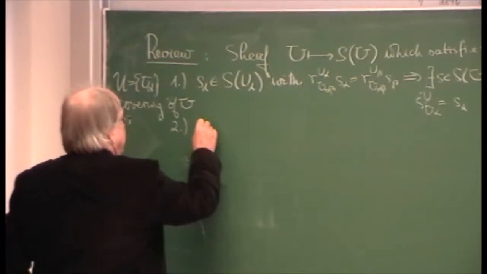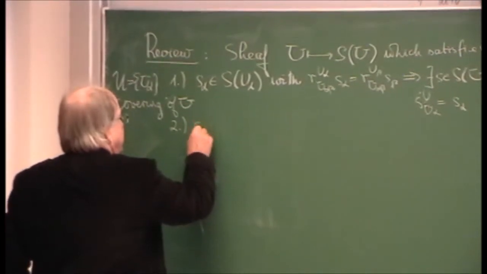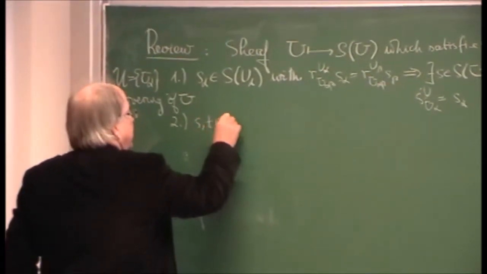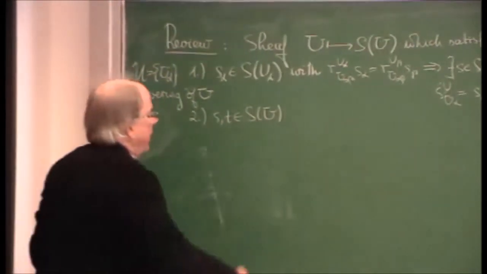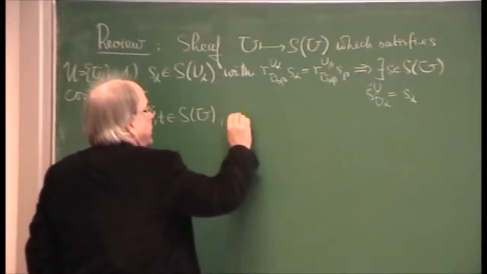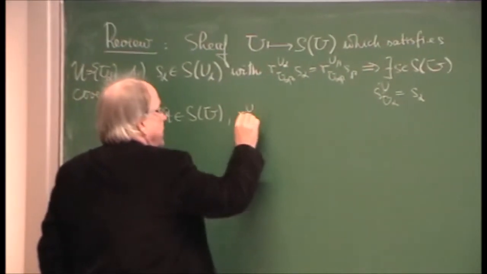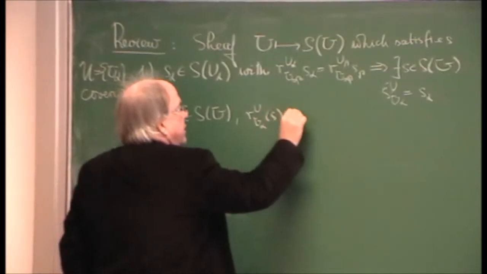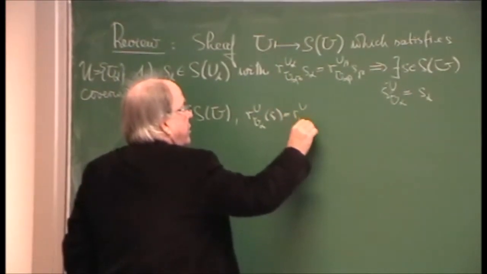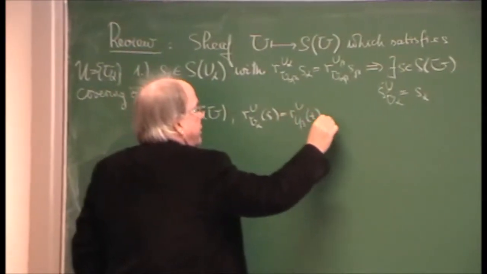So if you have two things globally, whose restrictions are equal for all elements of the cover. Full circle.